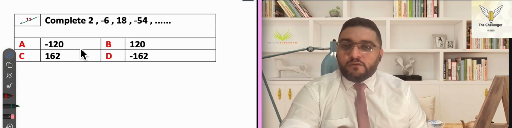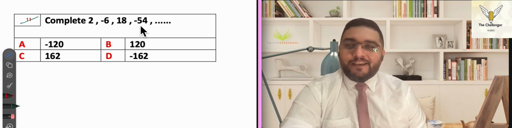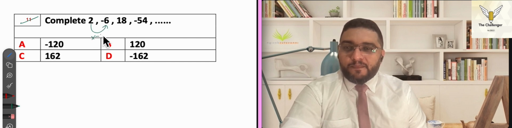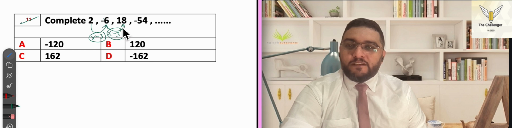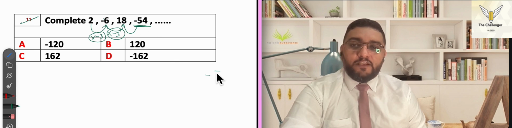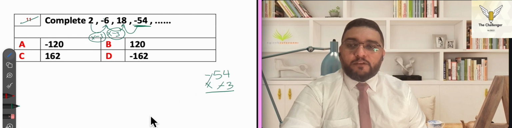For this question, complete the sequence 2, negative 6, 18, negative 54, and so on. In this sequence, you just multiply by negative 3. So 2 times negative 3 is negative 6. Then negative 6 times negative 3 is 18. Then times negative 3 to find the next term, which is negative 54. Then negative 54 times negative 3. Negative times negative is positive.